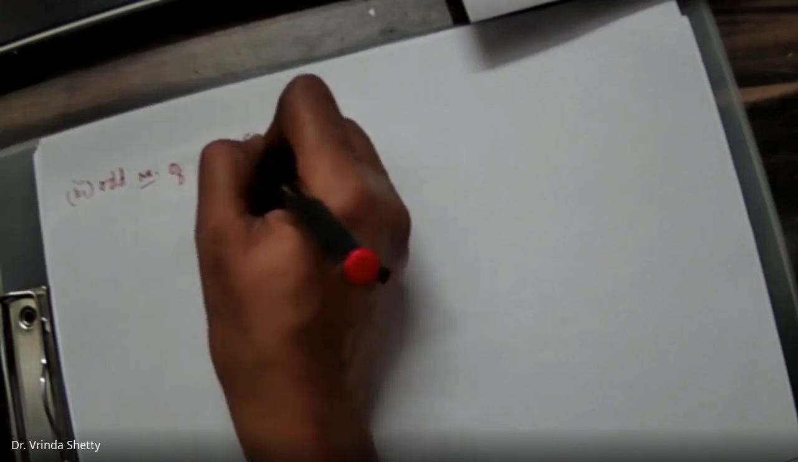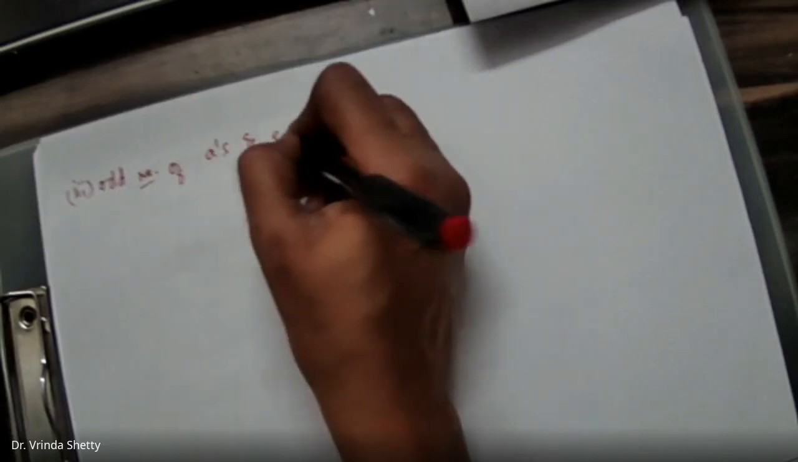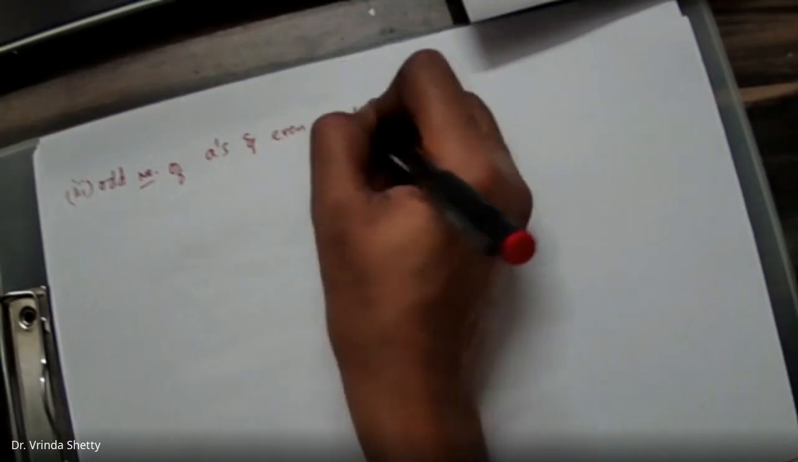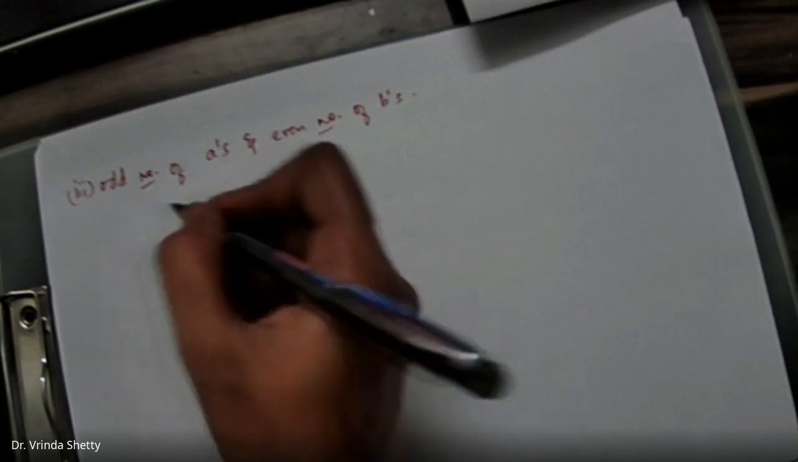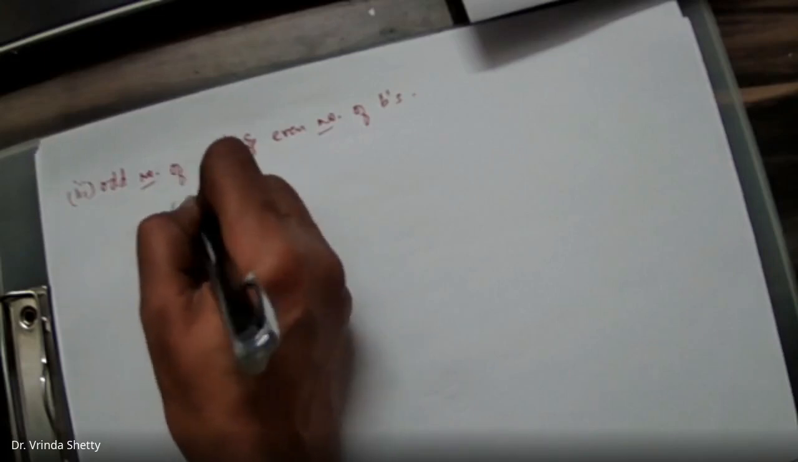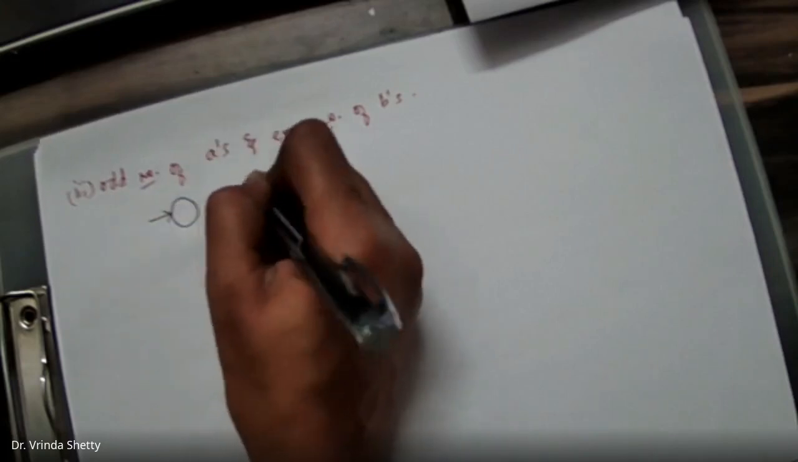Odd number of A's and even number of B's. So what we are going to do here, in the same fashion, is similar to what we have constructed previously. Here, odd number of A's means we use the first machine to accept the odd number of A's.